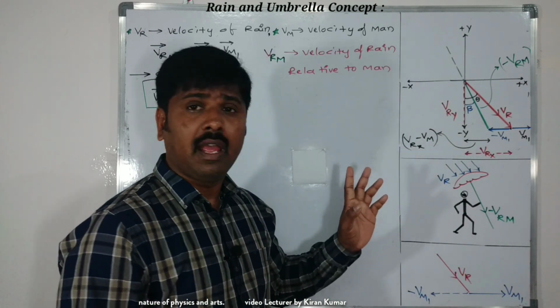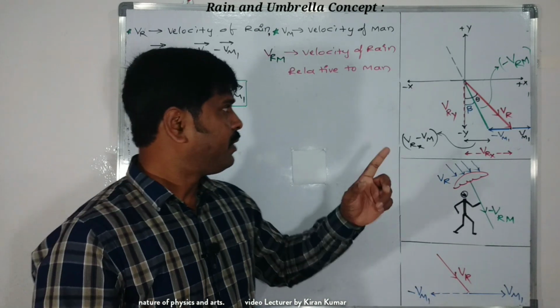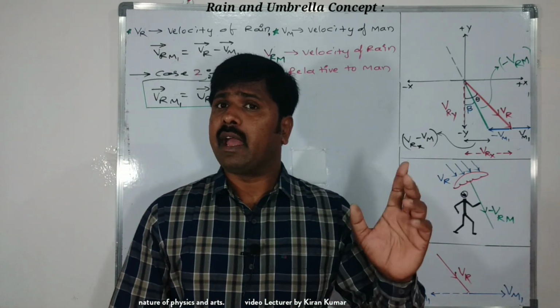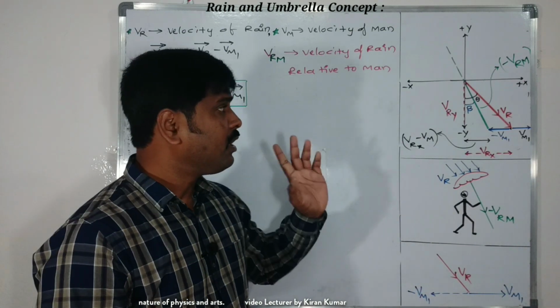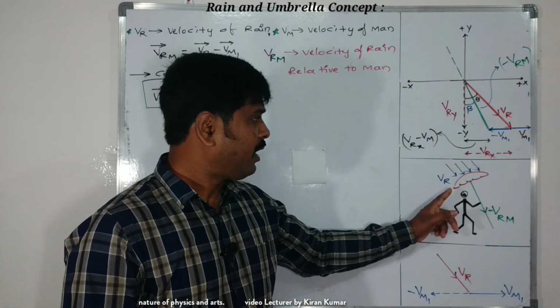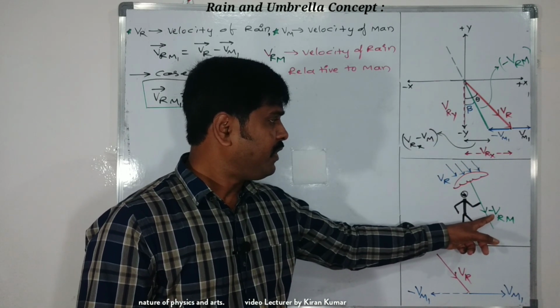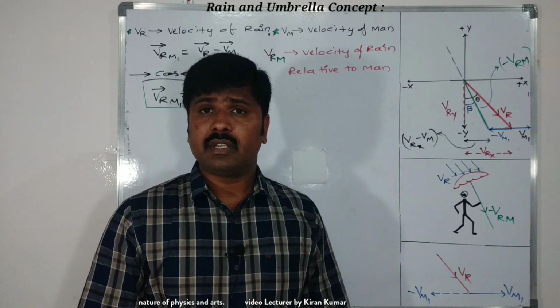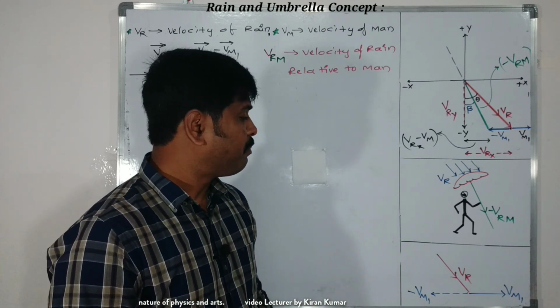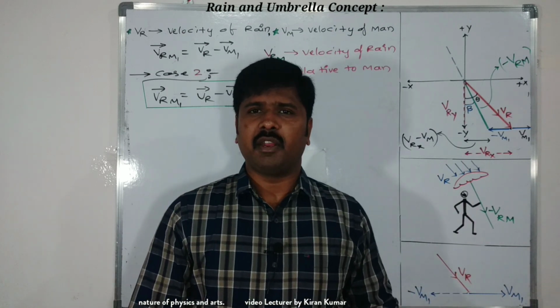Beta is the angle made by the umbrella with the vertical. Theta is the angle made by the rain with the vertical. This is clearly given in the diagram. Also shown is the direction of the rain, and Vr1 is the velocity of the rain relative to the man. Step by step we will do the derivation.